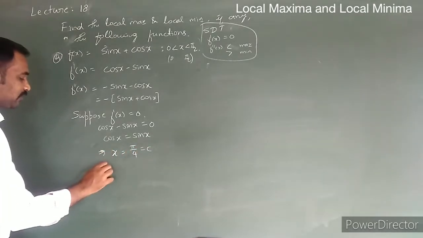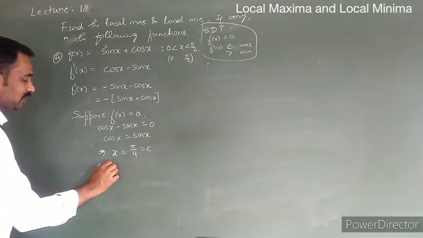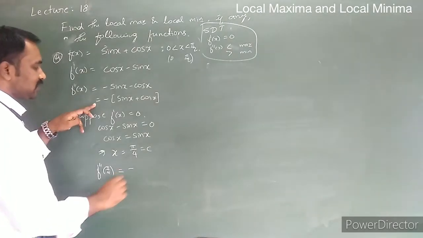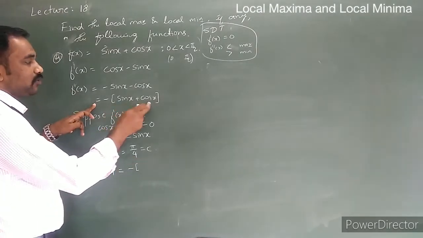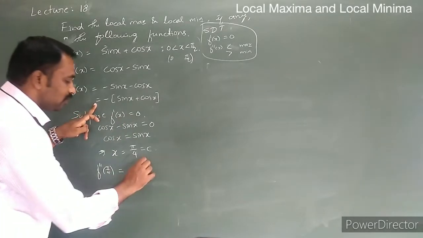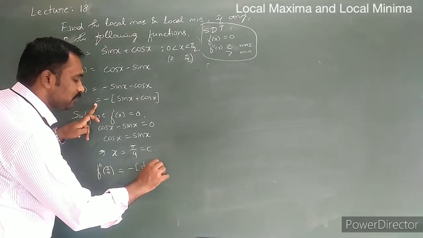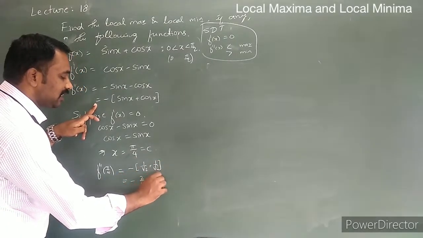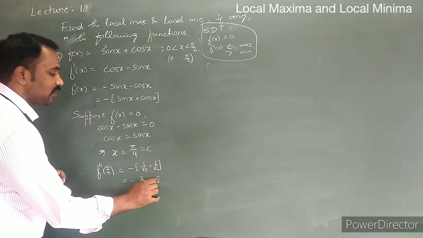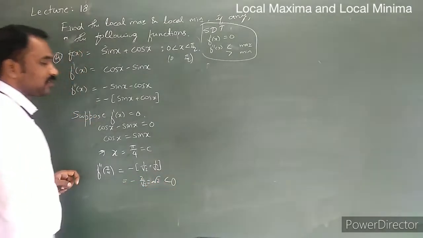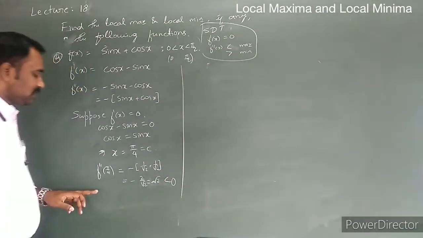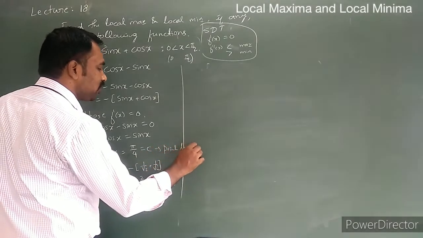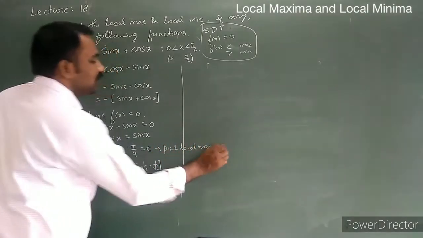At this point, we need the second derivative, f double dash of pi by 4. f double dash of pi by 4 is equal to minus, with the minus outside, of sin of pi by 4 plus cos of pi by 4. What is sin pi by 4? 1 by root 2, plus cos pi by 4, 1 by root 2, is equal to minus 2 divided by root 2, that is nothing but minus root 2. Is minus root 2 a negative or positive quantity? Negative. Negative means x is equal to pi by 4 is the point of local maxima.